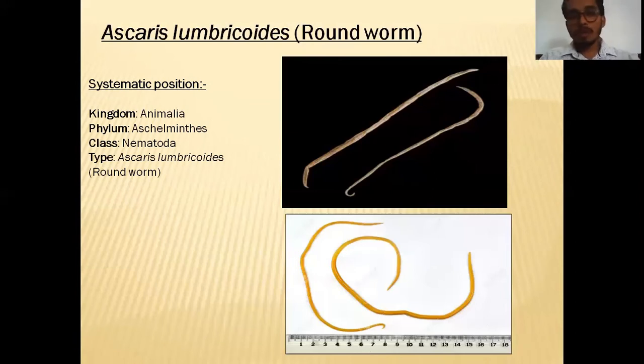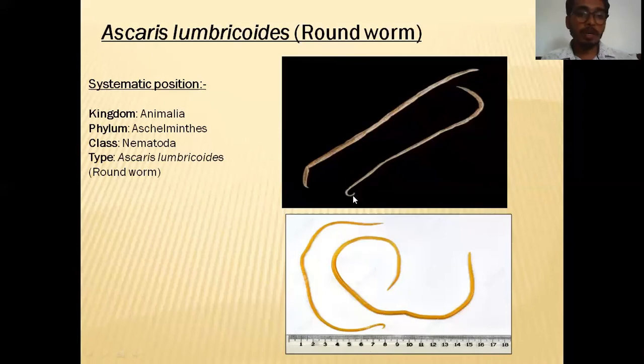So if you look at the worm, it exhibits sexual dimorphism. That means you can easily distinguish which one is male and which one is female. If you observe here, the females are longer than the males. Females are longer with a tapering end. The males are a little bit shorter, and their tail is hook shaped.